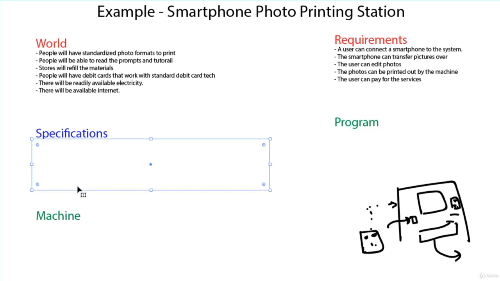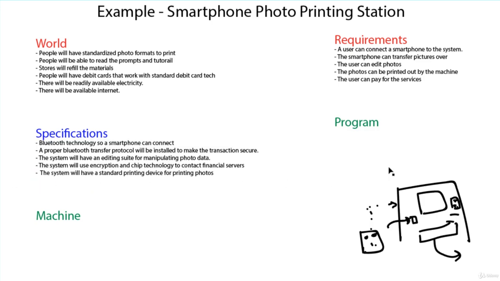The next part, specifications. So now we have this idea here of some of the requirements. Now we go into a little bit more of the nitty-gritty. How do we connect to it? Well, Bluetooth technology, so a smartphone can connect. That's the most popular way of connecting, so Bluetooth would be a good idea. And then we need a proper Bluetooth transfer protocol to be installed and to make the transaction secure so that no one else can jump in there.